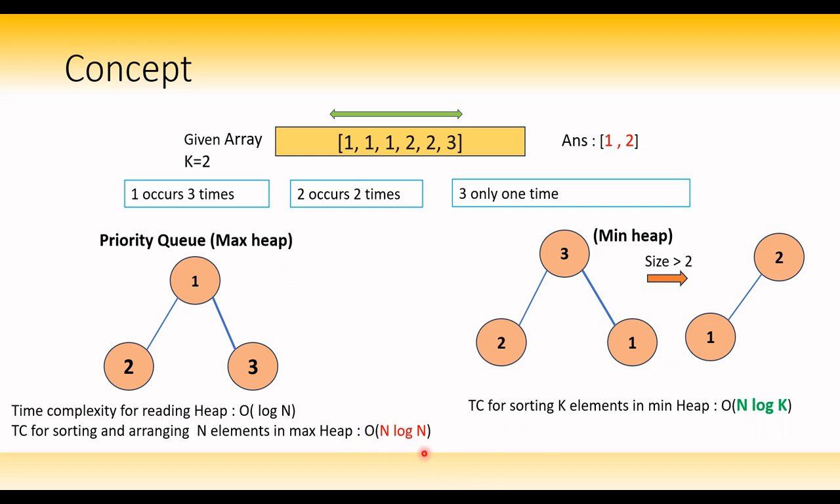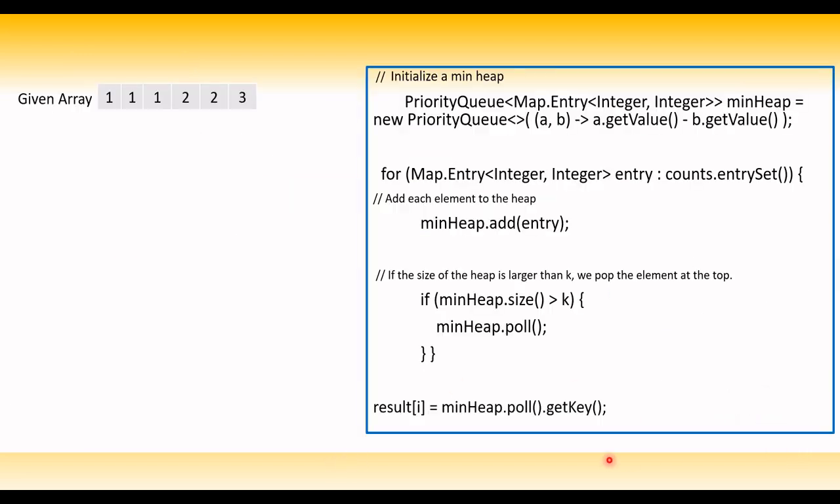Now in max heap it was n log n. So here we are just maintaining two elements at any given time. If the size exceeds 2, then we'll get rid of it. So that's why the overall time complexity reduces from n log n to n log k. Now let us take a look at how exactly it works.